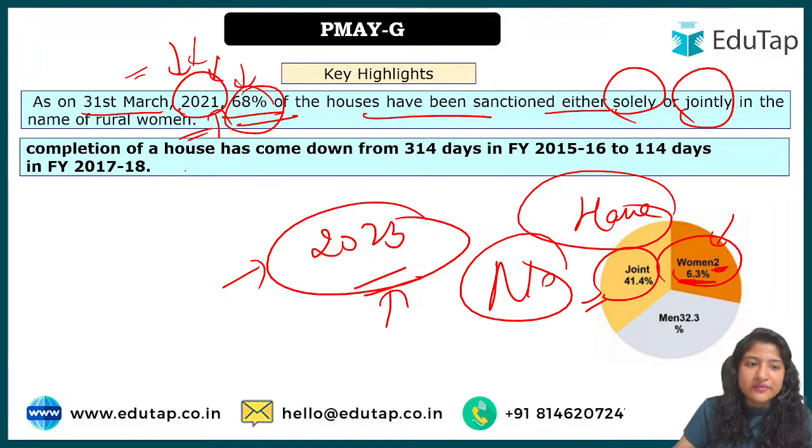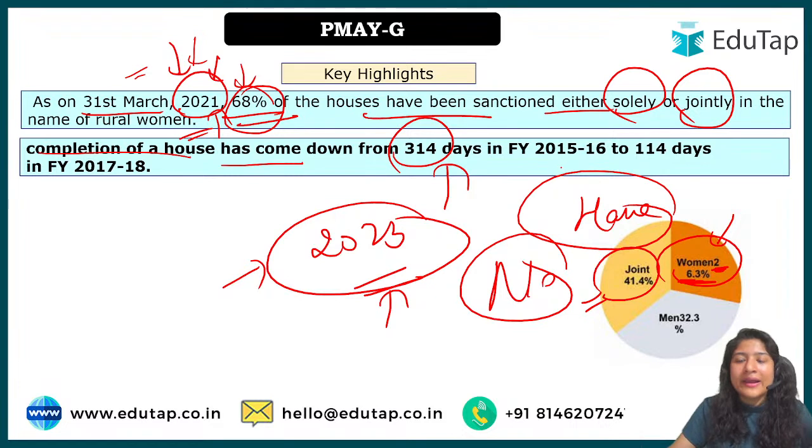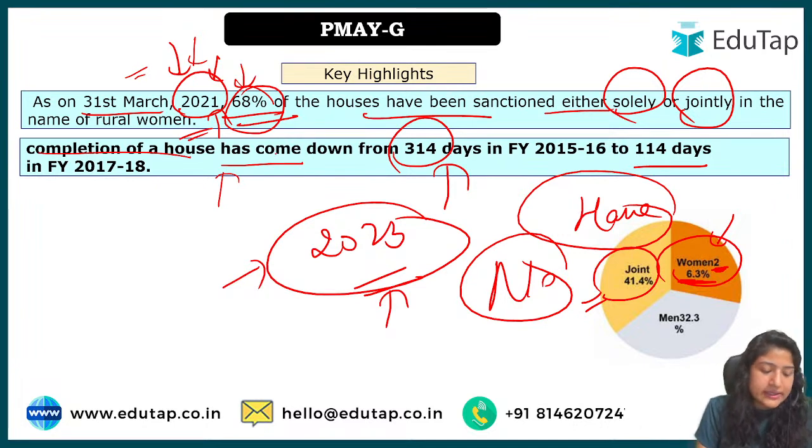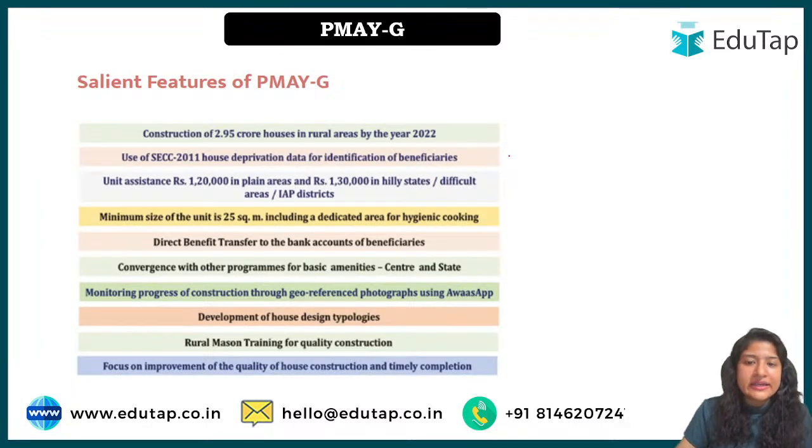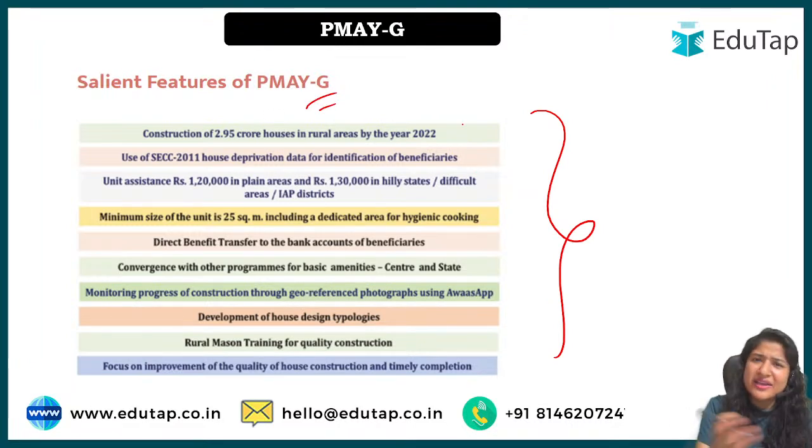There was another piece of information: the completion of a house, which initially used to take 314 days back in 2015-16, has now come down to 114 days. Okay, you can keep this information in mind. These were the salient key features which I have already studied. But there was this particular diagram present there, and I've added it so that you can have a quick review.